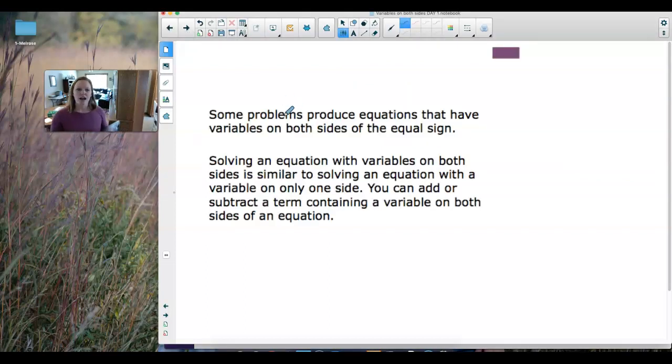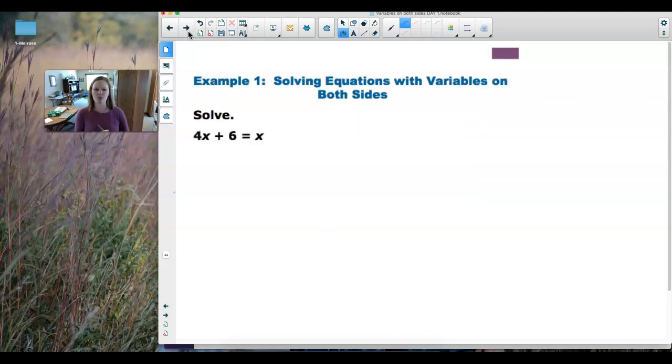Okay, so just quickly reading through this, some problems produce equations that have variables on both sides of the equal sign. Solving an equation with a variable on both sides is similar to solving an equation with a variable on just one side. You can add or subtract the term containing a variable on both sides of the equation. So what does that really all mean? That sounds like a lot of wordy stuff, and the best way I know how to tell you about that is to really just do some examples. So we're going to work through a few different examples here.